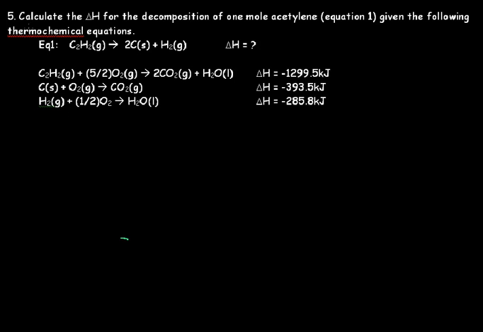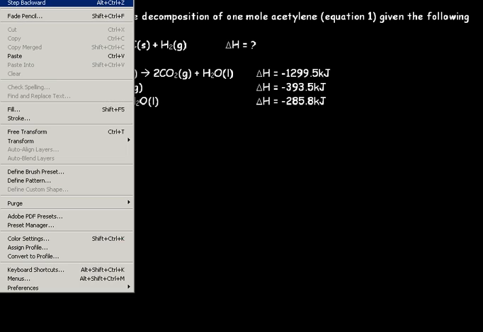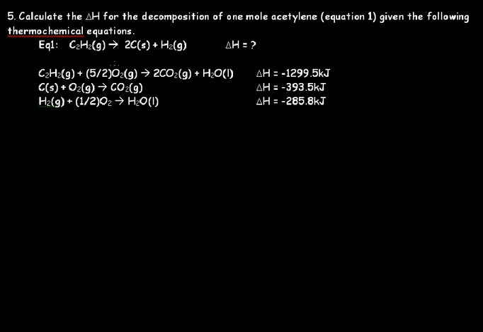All right, let's take a look at this problem. Here we've got an equation. C2H2 is going to decompose to 2 carbons and hydrogen gas. We want to know our delta H, and we're going to use these 3 equations and these delta H values to come up with what it would be for this reaction.